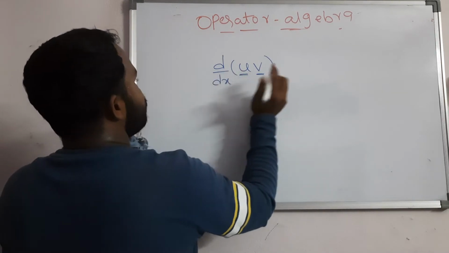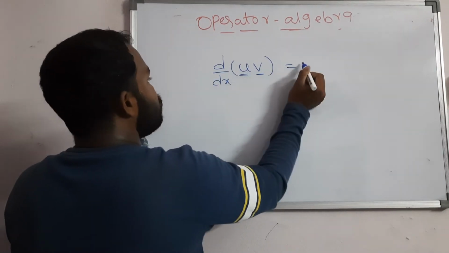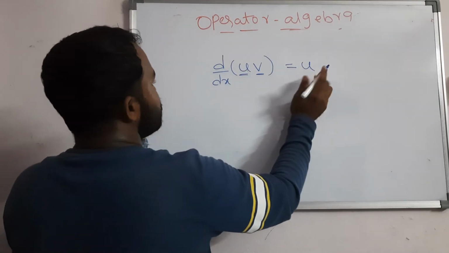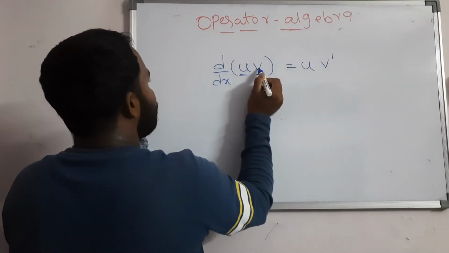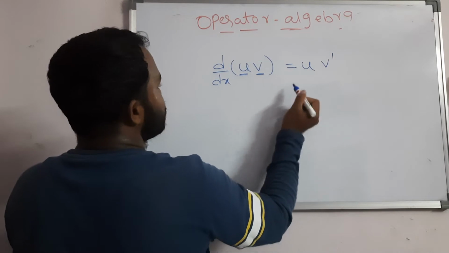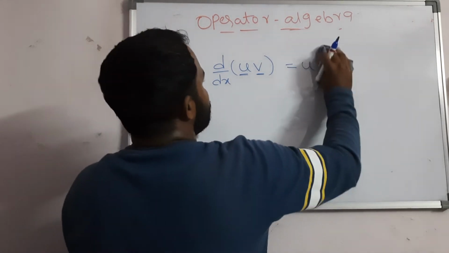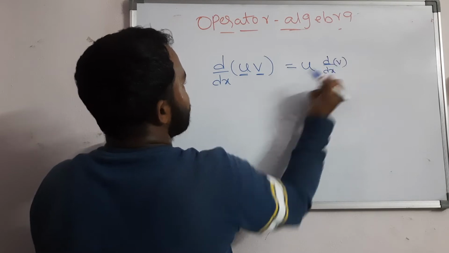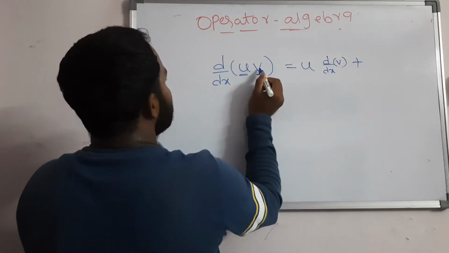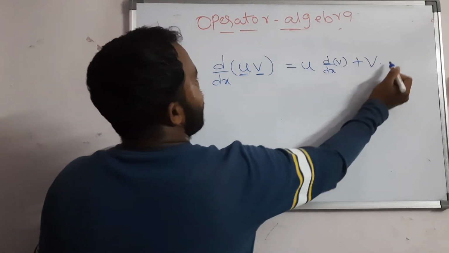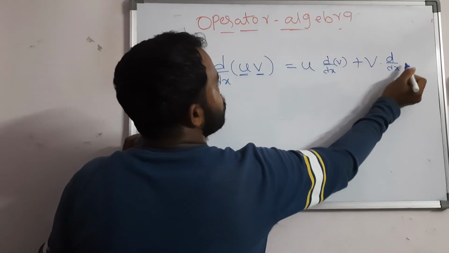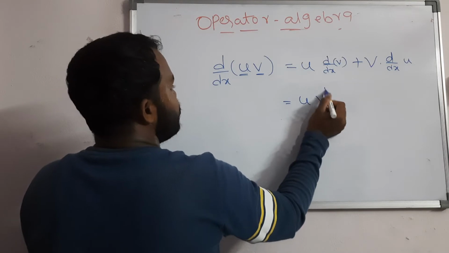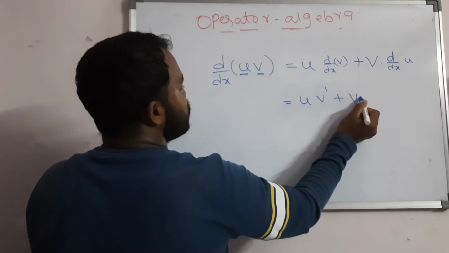d by dx of uv means you should write first u as it is. Don't do anything with u, it is as it is. Then differentiation of v, I am writing v dash. Otherwise you should write one step d by dx of v. Second, you should write v as it is. Then d by dx of u you should write. Simple formula: v into u dash.